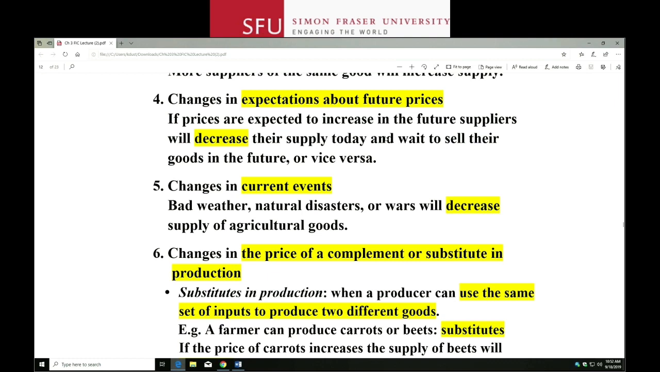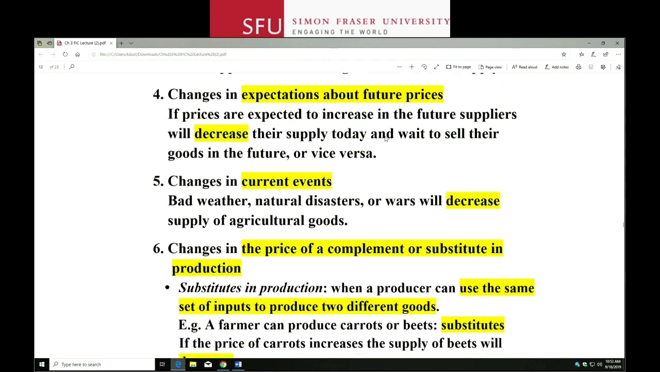Likewise here. If the price of carrots increases, now carrots are more profitable, so they're going to want to use more of the resources they have to make the carrots, which means they will spend less resources making the beets. So their supply of beets would decrease. They wouldn't want to make as much of them.